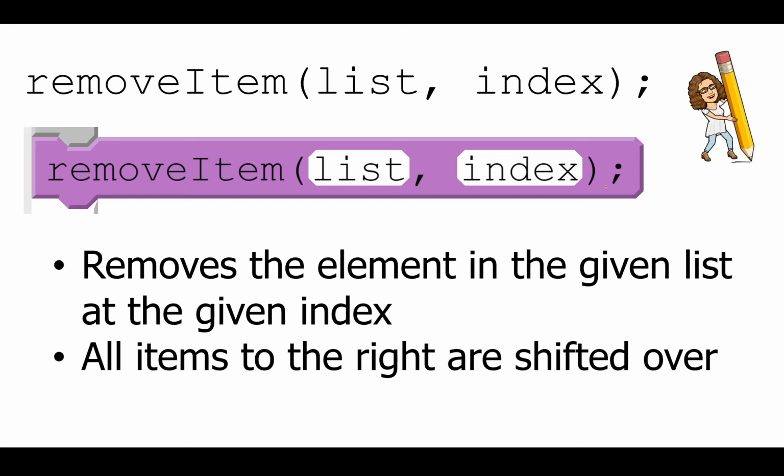This removes the element in the given list at the index that you asked for. All items that are on the right are going to shift down to fill the hole in. So if I remove index 1 and there's people to the right of it, there will be a new value at index 1. You don't just get a gaping hole there. You do have to have an index in the middle of the other indices.